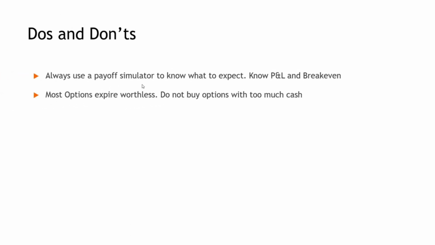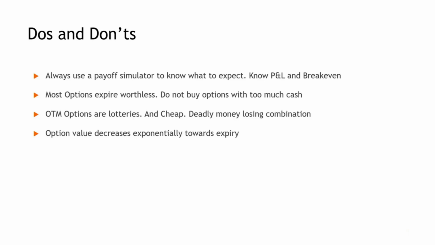Again, most options expire worthless. Do not buy options with too much cash. OTM options are lotteries, right? And they are very cheap, which means they are a deadly money losing combination. Option value decreases exponentially towards expiry, like we discussed before. Therefore, you have to be very careful when you are holding options near the expiry. Option values decrease over the weekend, so you have to be careful when you are holding them.